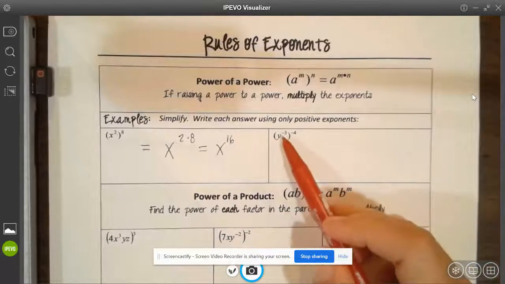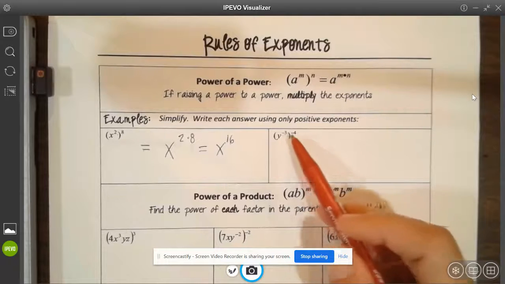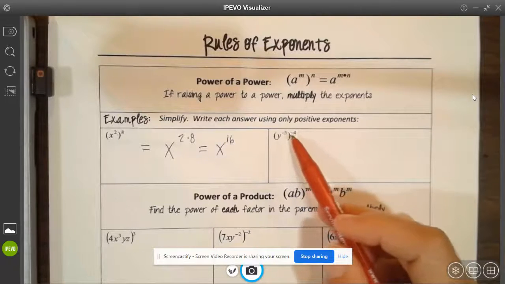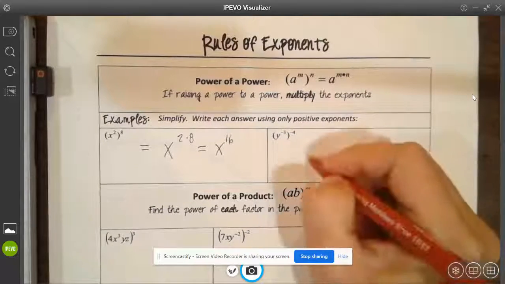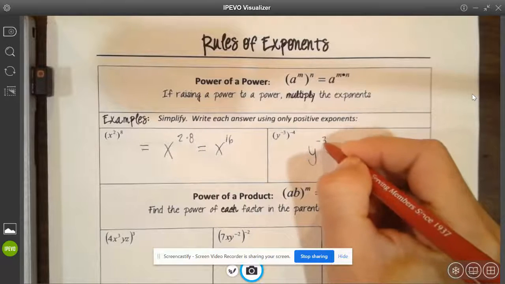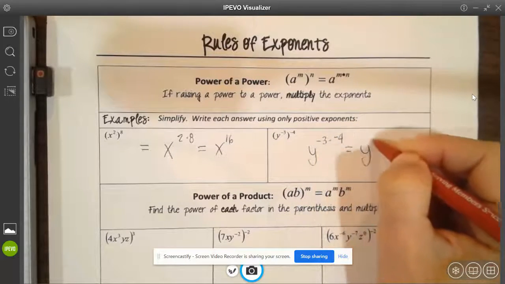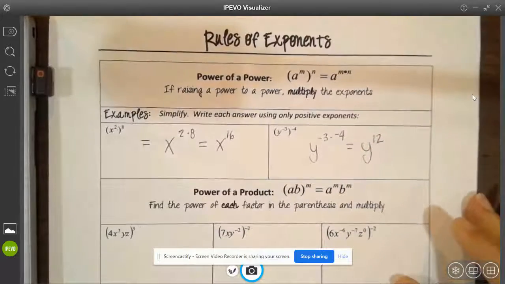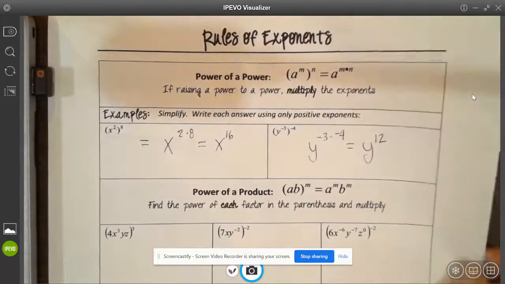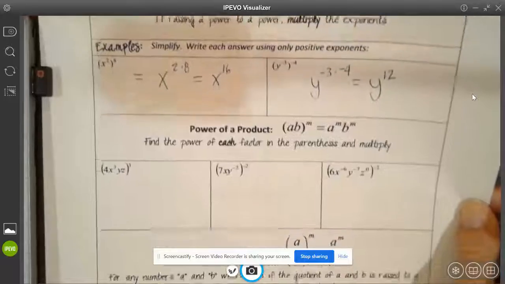And here it's the same thing. There are just negatives, that's it. But the answer is positive because they're both negatives. So it will be y to the power of -3 times -4. That is y to the power of positive 12. And that's it. So a power of a power, you multiply the exponents.